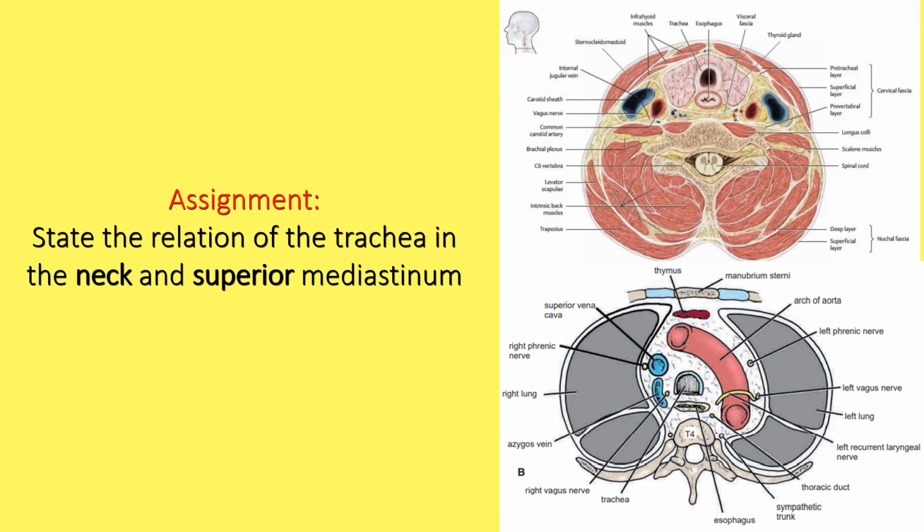For your assignment on the trachea, you can try to state the relation of the trachea in the neck and the superior mediastinum. So you can try to look at the anterior relation, the posterior relation, and the lateral relation of the trachea, since the trachea is located in the neck and extends down to the superior mediastinum.